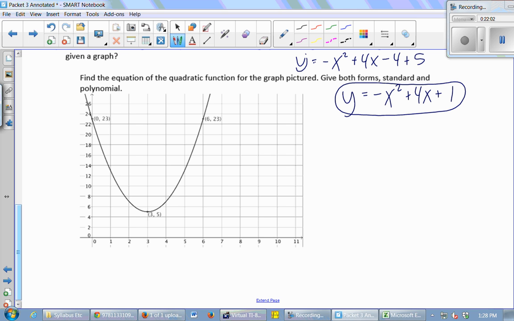So here I've given you a picture, given you a graph. Do we know the vertex? Yes. So that means that the vertex form is probably going to be easiest. So I'm just going to start by writing it down.